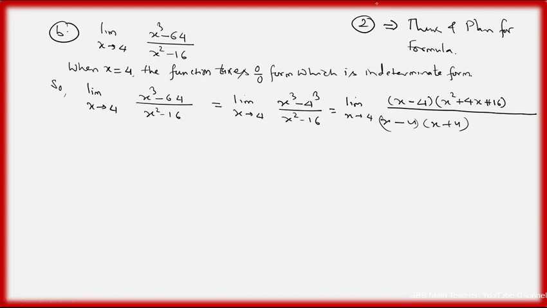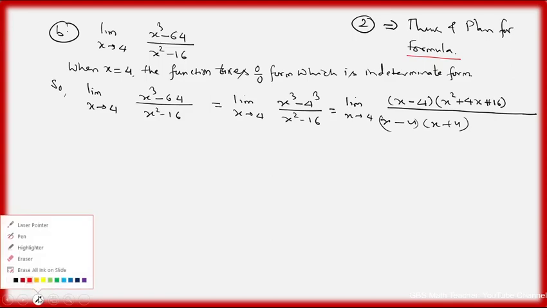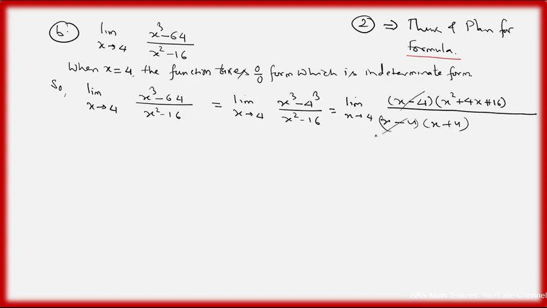In these questions we have to think and plan for a formula, using the formula. So I have used the factorization formula: x cube minus 4 cube is x minus 4 times x square plus 4x plus 16. Then x square minus 16 is x plus 4 times x minus 4. We can cancel this. Then limit x tends to 4, x square plus 4x plus 16 over x plus 4.